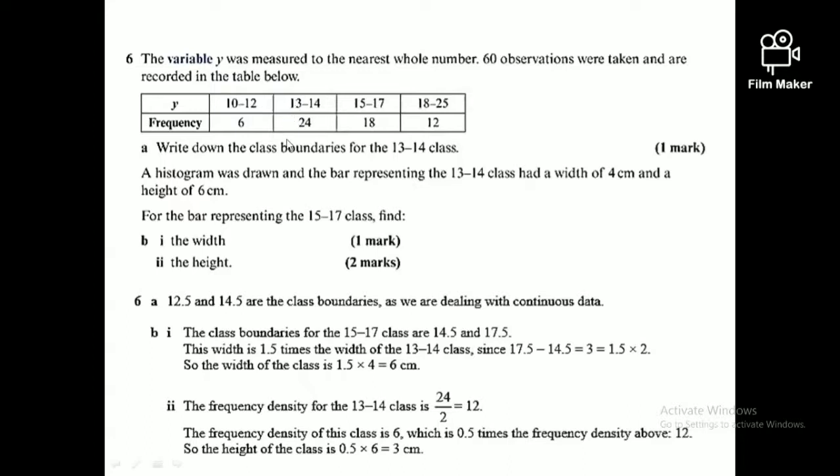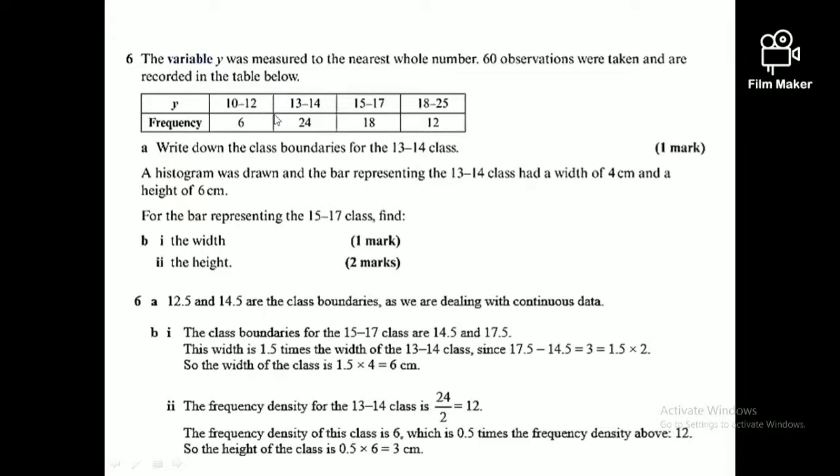Then there are 24 in the category of 13 to 14, 18 from here and so on. Then write down the class boundaries for 13 to 14. What is the use of identifying a class boundary? You cannot keep any gap between these ones. When you draw a histogram, you cannot keep a gap between the bars.